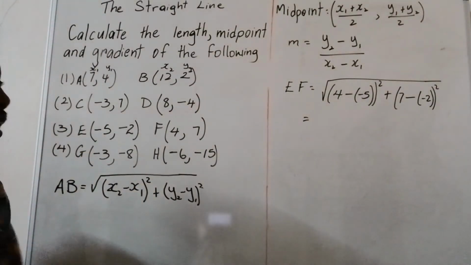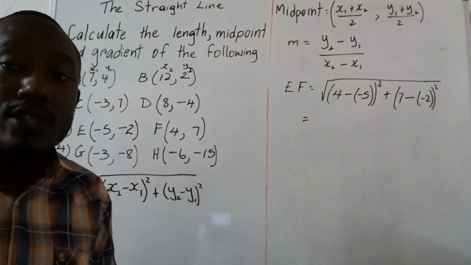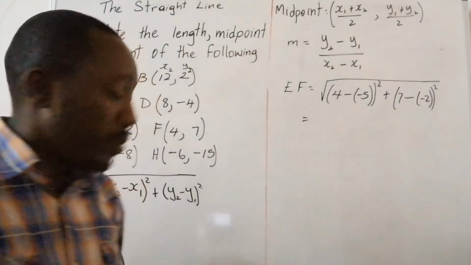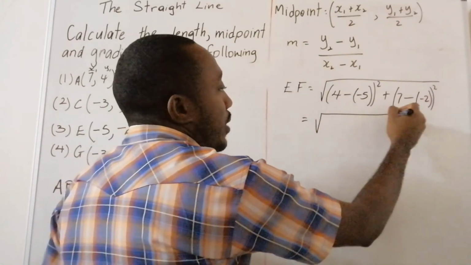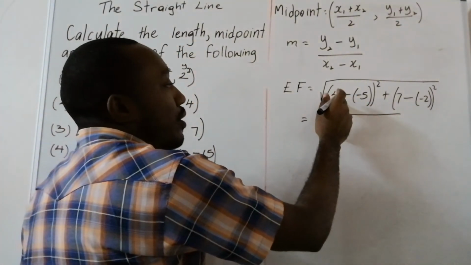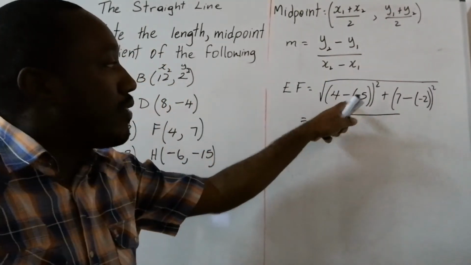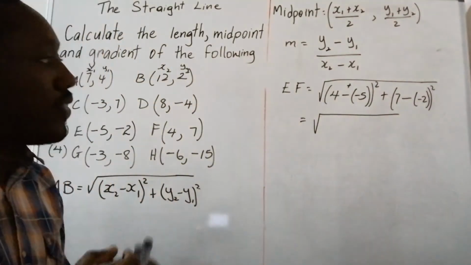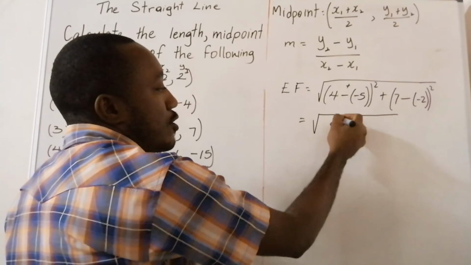So, when we square a number, it must always give us a positive value. So first, let us work out our brackets. That will give us the square root of negative 4 take 4 take negative 5. The negative and negative will give us a positive here. So that will give us 4 plus 5, and 4 plus 5 will give us 9 squared.